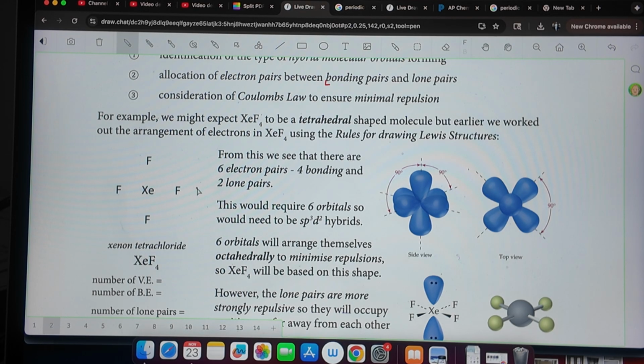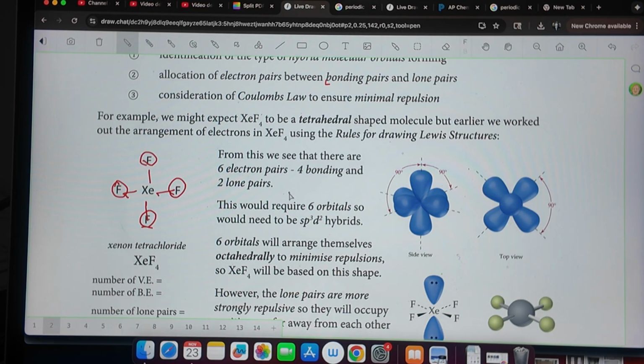So, for example, I believe this is XeF4, xenon with 4 fluorides. And so this is what it basically looks like. Each one of these are bonded equally and the same. It's the same atom, all 4 sides. So, they all have the same electronegativity, they have the same mass, they have the same everything. And so there are 4 things that are bonded, and there are 2 lone pairs.